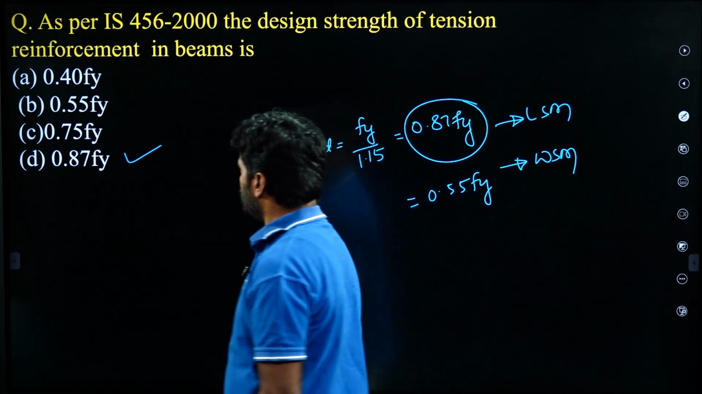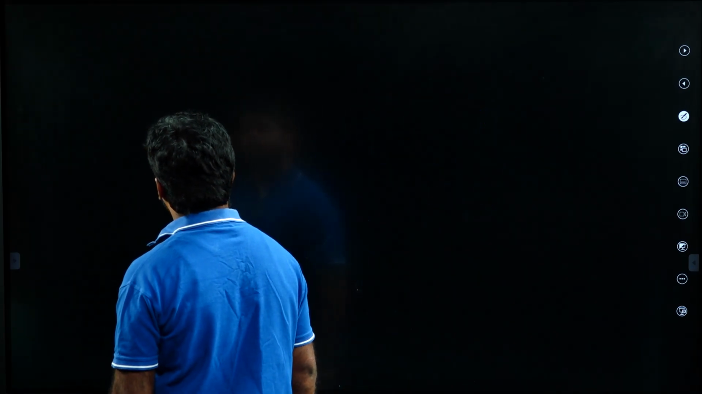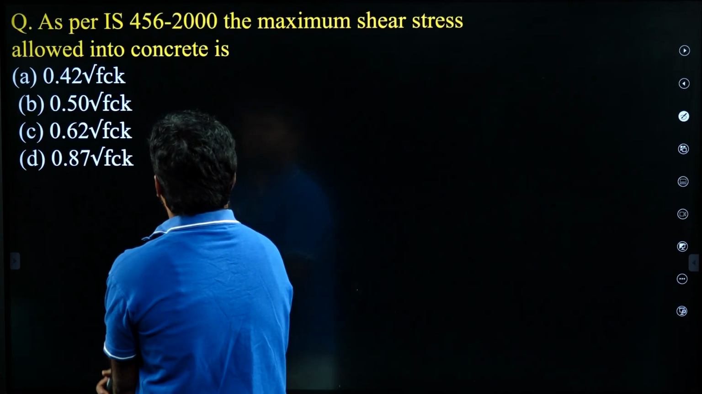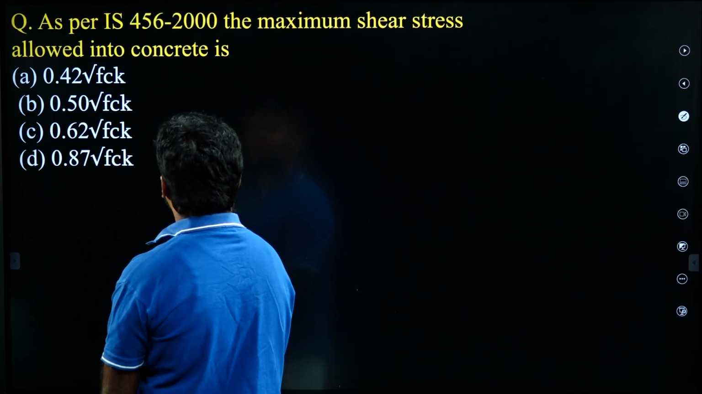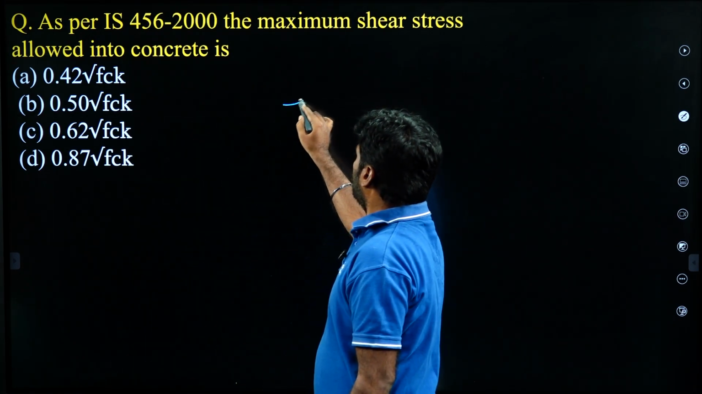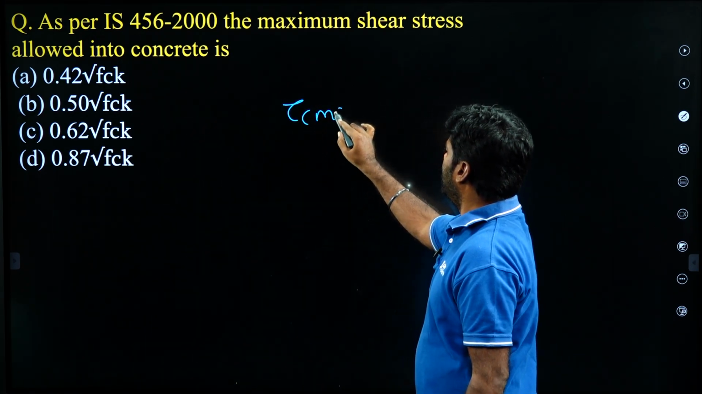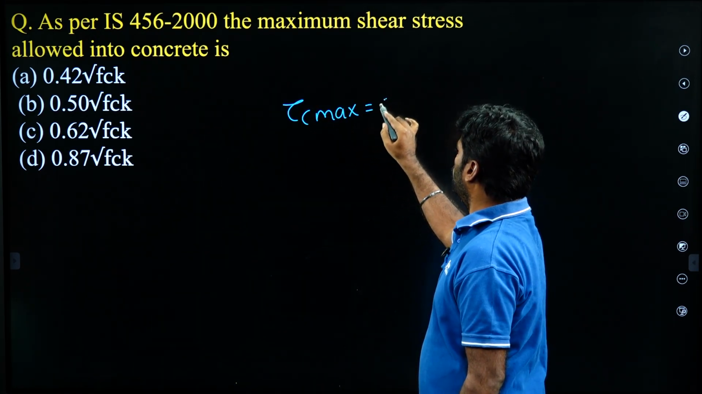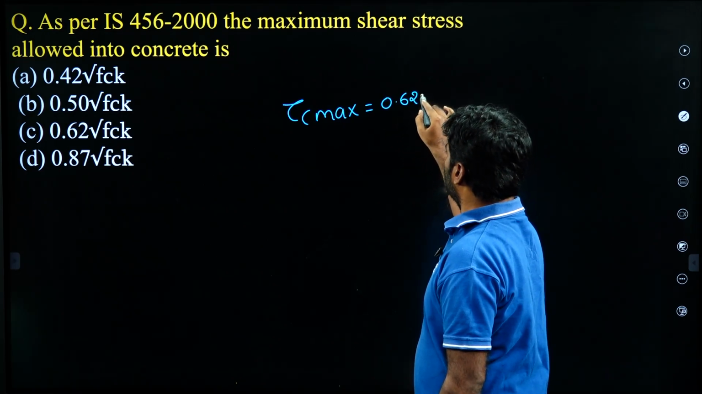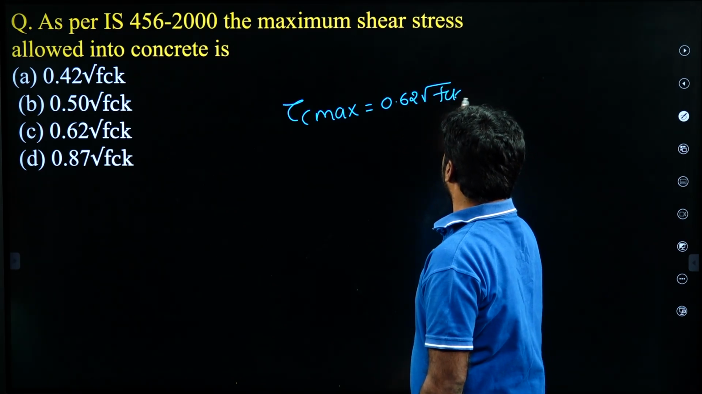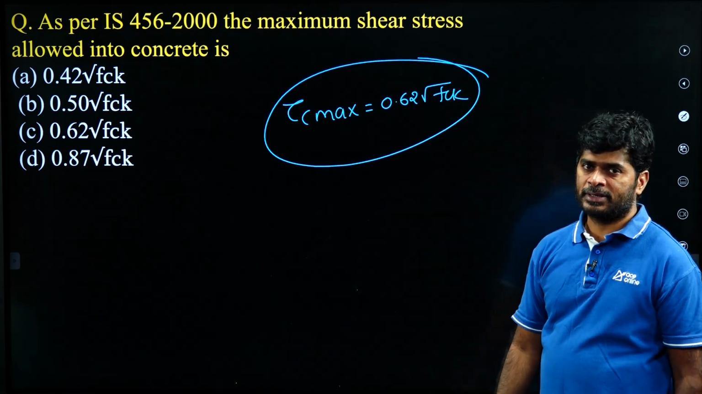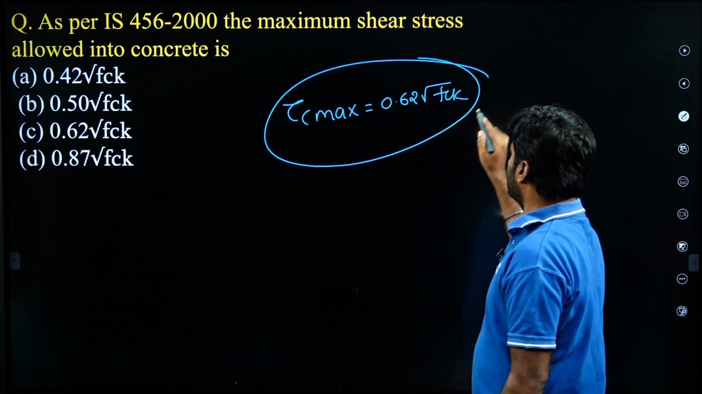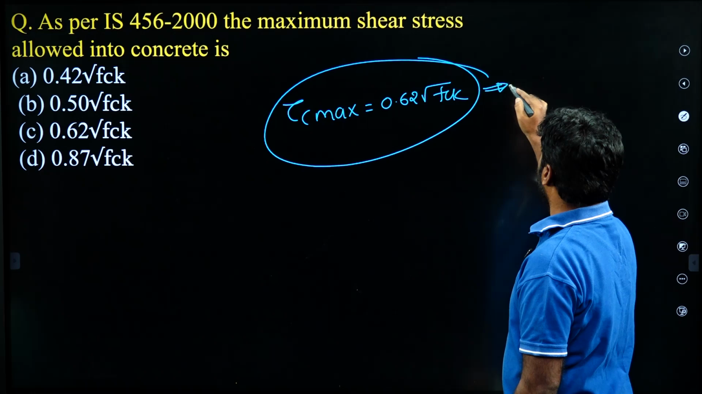Next question. As per IS 456-2000, the maximum shear stress allowed in the concrete. They are asking what is the maximum shear stress you can allow? 0.62 times root FCK, tau C max. You know, my dear, tau C max depends on only concrete grade.